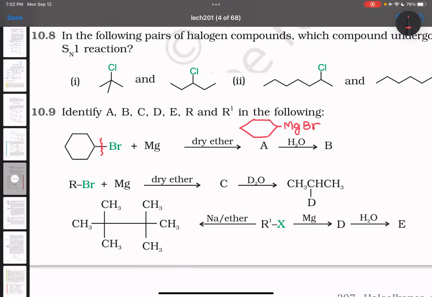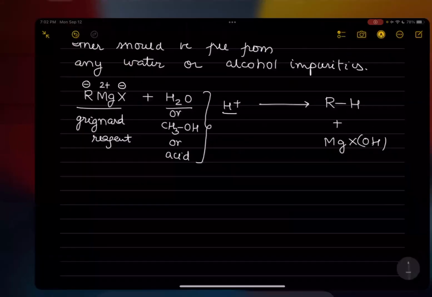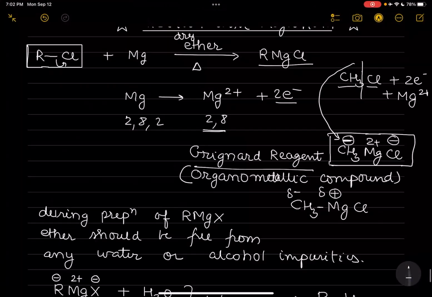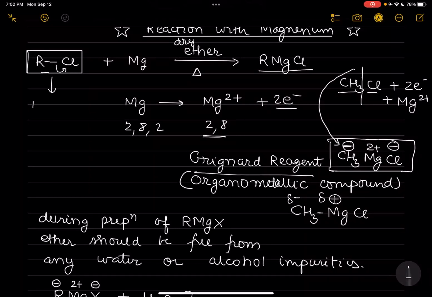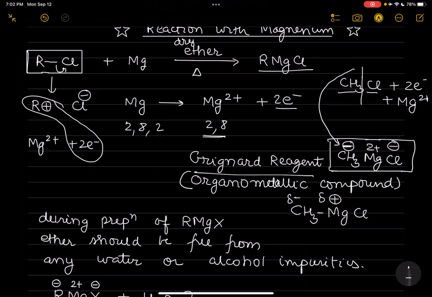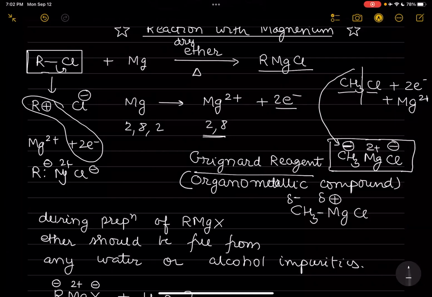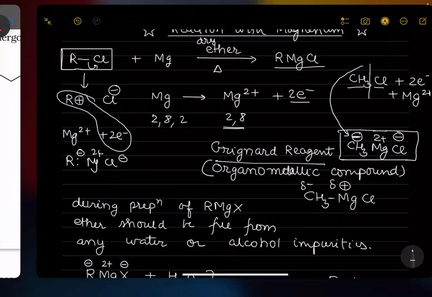This is the thing which we were discussing: magnesium will give 2 electrons. R breaks into R plus and Cl minus, where R is the general way of writing. Magnesium gives 2 electrons, and those 2 electrons are taken by R, so R becomes minus. Cl is also minus and Mg is 2 plus. So that's how you have RMgCl.